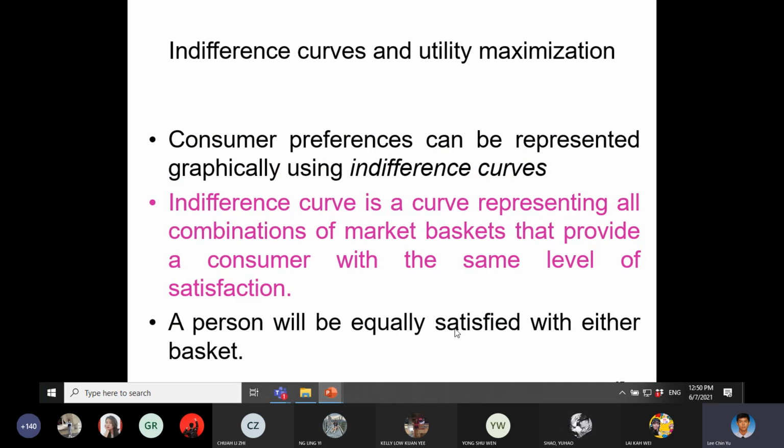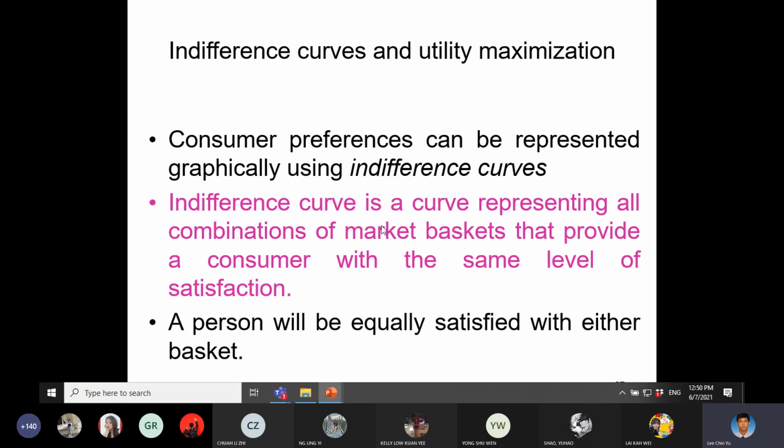Now we go to the second step. The second step is related to the indifference curve and utility maximization. Under this second step, consumer preferences can be represented graphically using an indifference curve. We try to draw a graph to represent the consumer preferences. The curve that we draw in the graph, we call it the indifference curve.